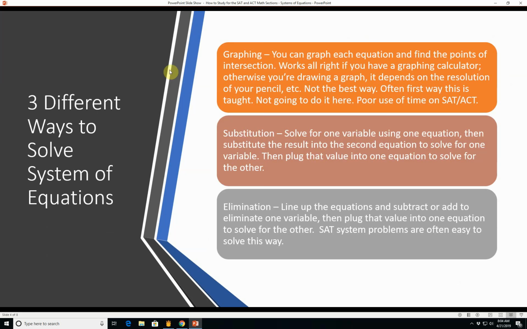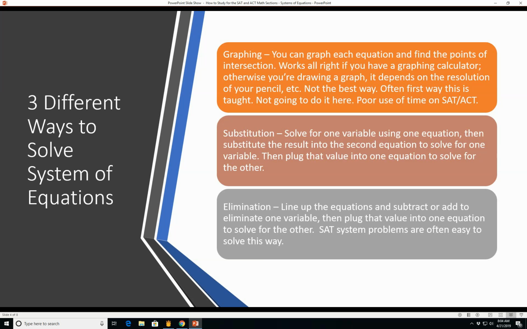All right. 3 different ways to solve a system of equations. There's graphing, with the graphs that we saw there. You can graph each equation and find the points of intersection. It might work okay if you have a graphing calculator that will do 2 graphs at once. I'm not sure if they do that. I don't use graphing calculators very often.